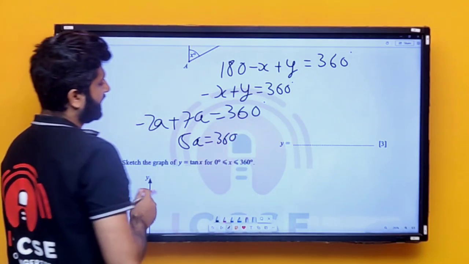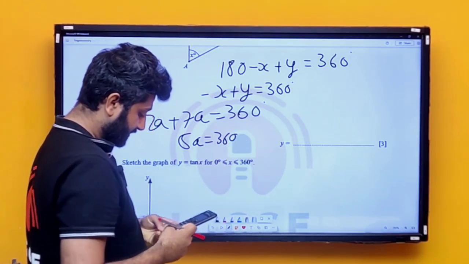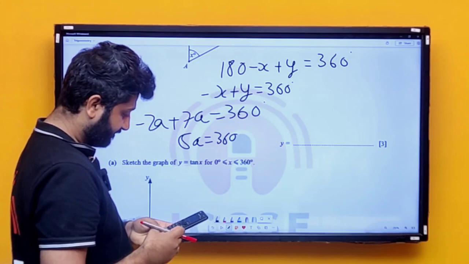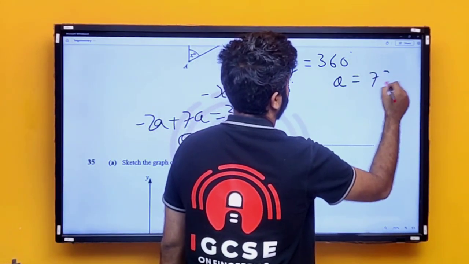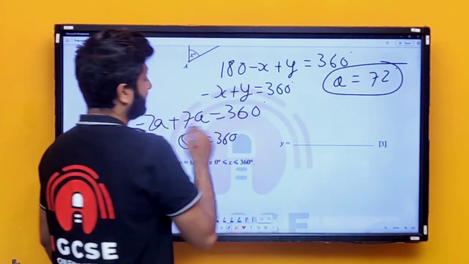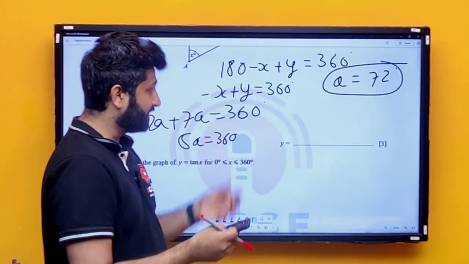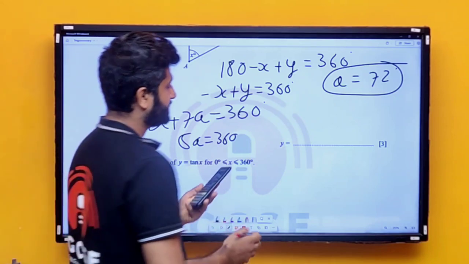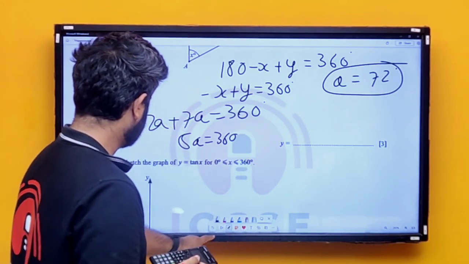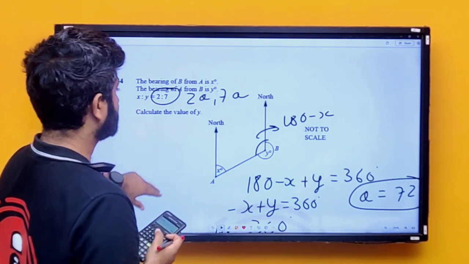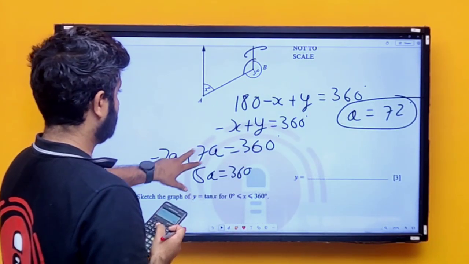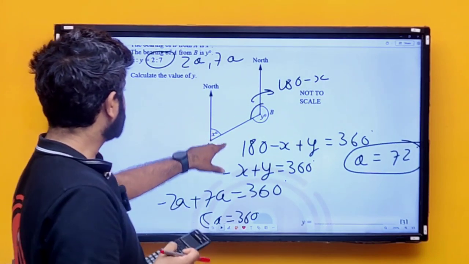Right. So from here we can find Y. Y is nothing but, if I'm not wrong, 7 times A. Right. So 7 into 72. But I think I've made some mistake. Let me just see here. Okay. 180 minus X plus Y equals 360. Oh, yes. I think I have found my mistake.